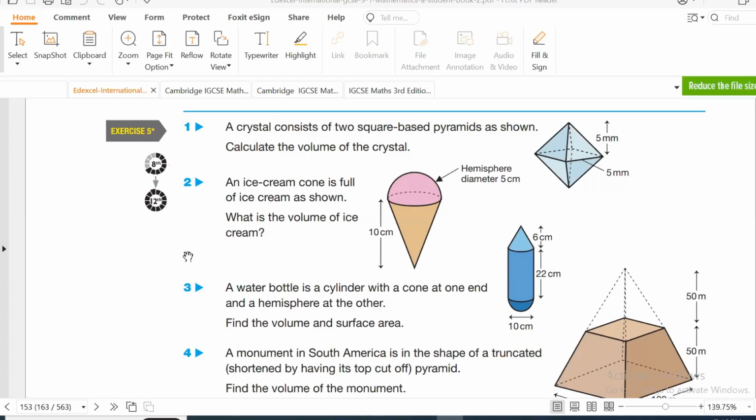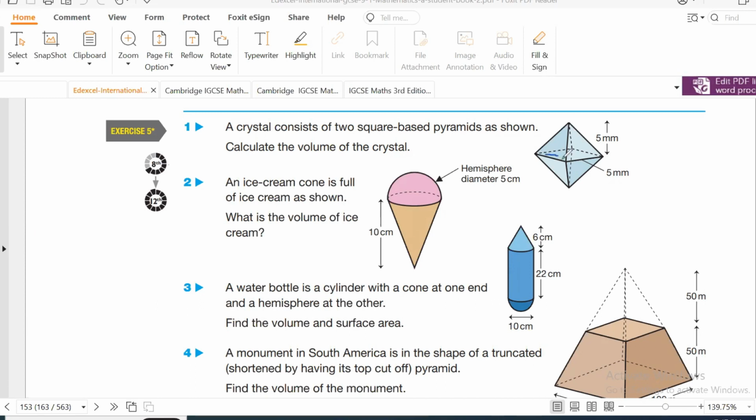We will continue our discussion related to mensuration topics, and here we have compound shapes, which include pyramids, cylinder, hemisphere, cones, and truncated part of pyramid. So have a look. First question: a crystal consists of two square based pyramids as shown. Calculate the volume of the crystal.